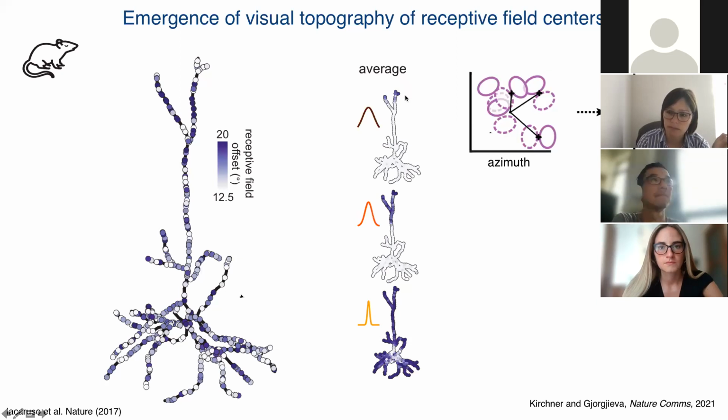Okay, there's a question on the chat room. Is there any link between the clustering structure of the synapses and the pinwheel structure for the orientation in the visual cortex? I think it's a very good question. Yeah, so we don't know. This is a great question. We don't know.